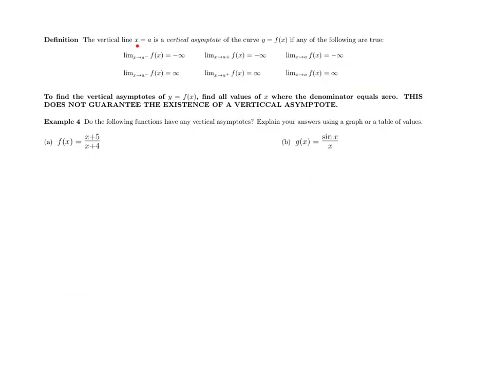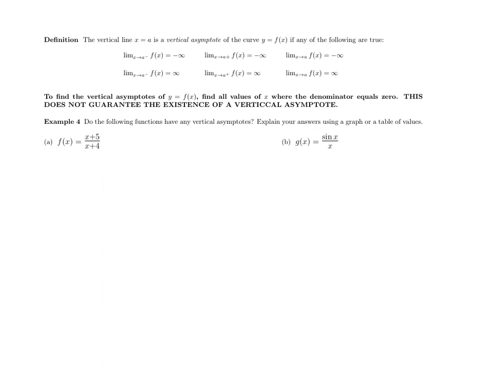So when is the line x equals a a vertical asymptote to some function? This happens when any of these limits are infinite. If you approach that number from the left or the right or all together and they go to negative infinity or positive infinity, we will say that that is a vertical asymptote and that will appear on the function.